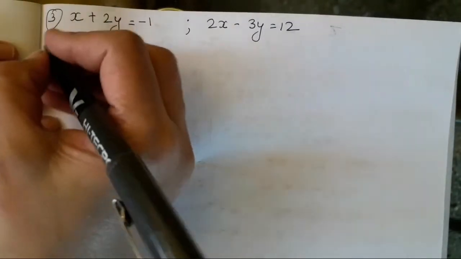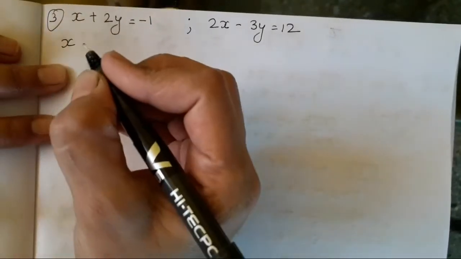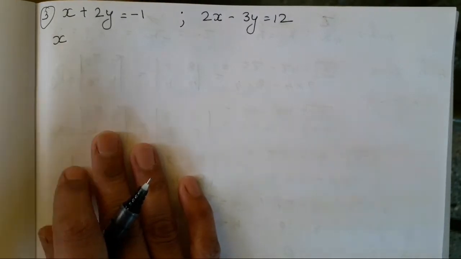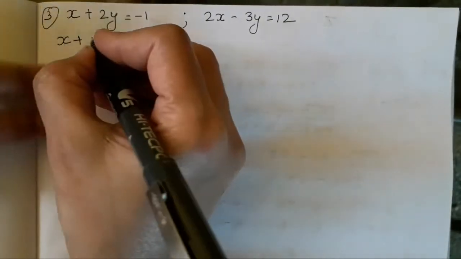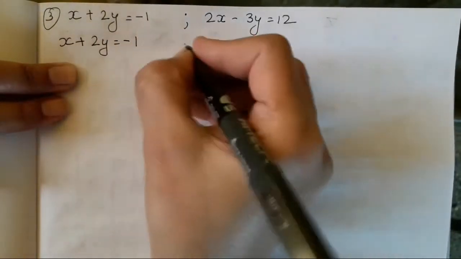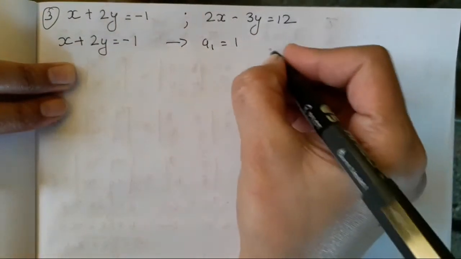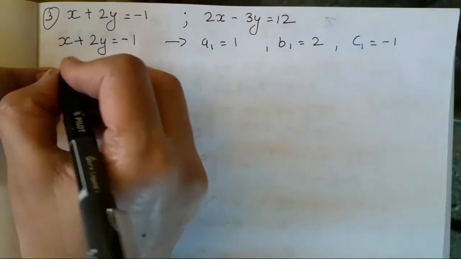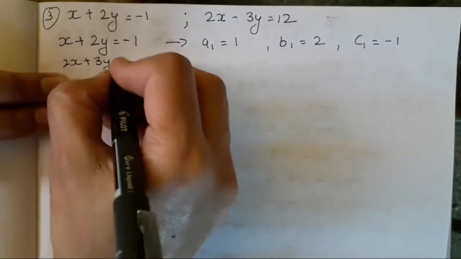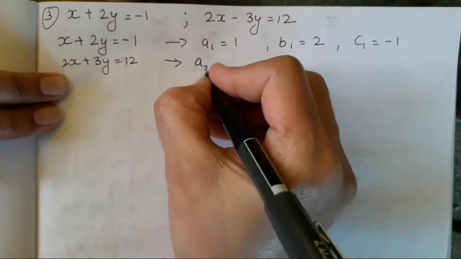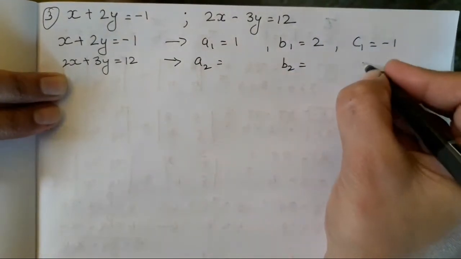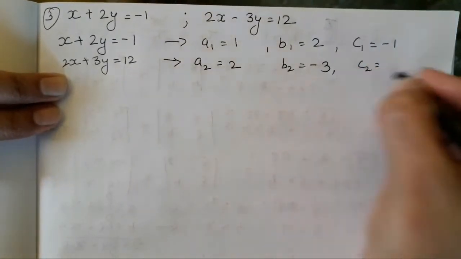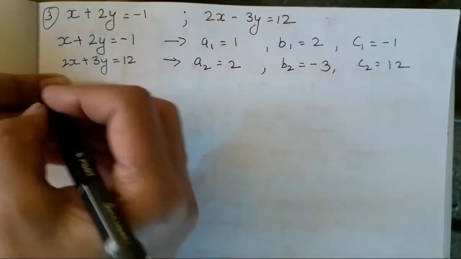For the third equation, it's already in the ax plus by is equal to c form. So directly you all can take the equation and find a1, b1. So from here a1 is equal to 1, b1 is equal to 2 and c1 is equal to minus 1. For this equation 2x plus 3y is equal to 12, so a2, b2 and c2. Substitute its value, that is 2, minus 3 and 12. Got it, children? Now take D.